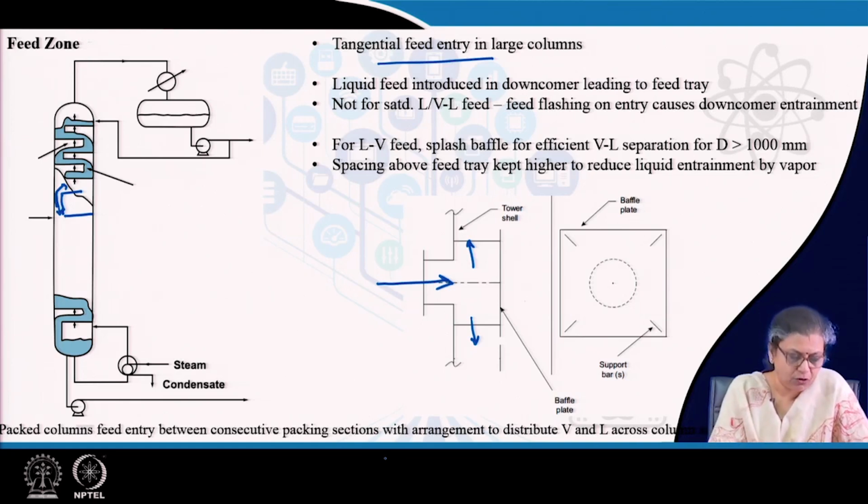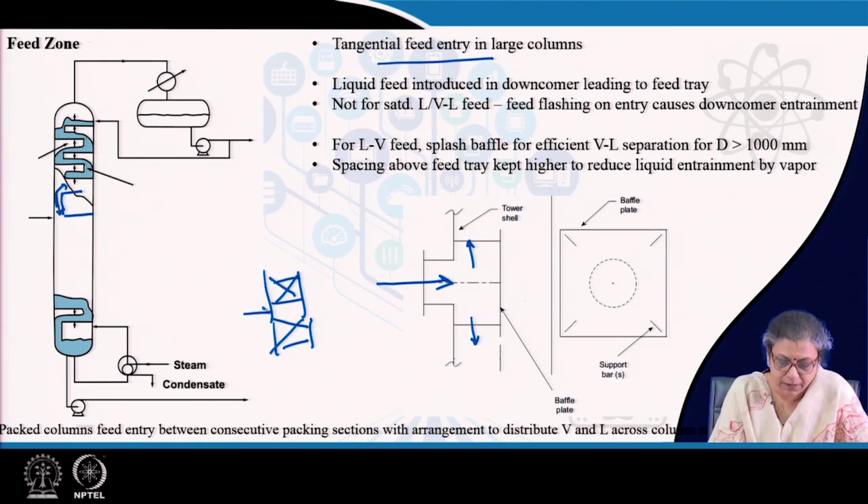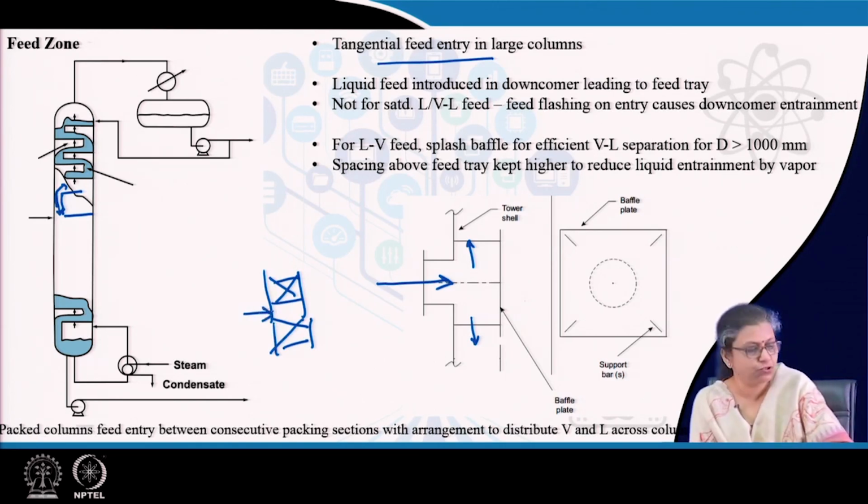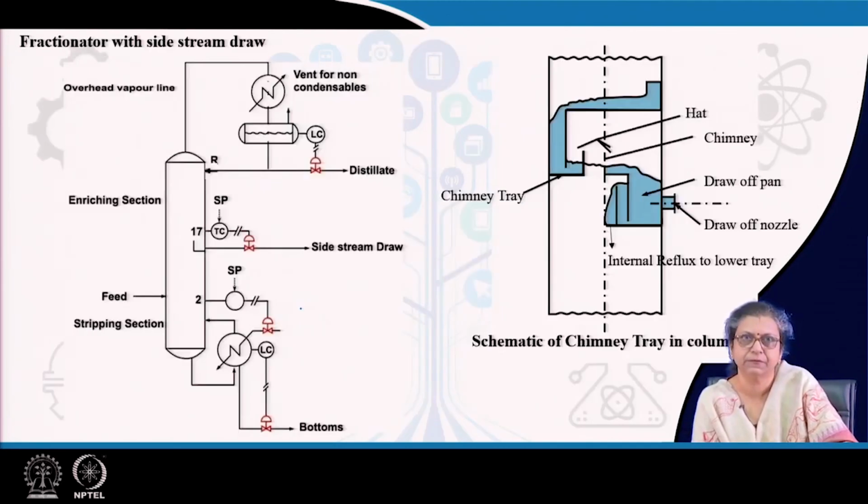And just to mention, although we are not discussing packed columns, for the packed columns, as I had mentioned earlier, there are two packing sections. Between these two packing sections, usually the feed is introduced, and then there are of course arrangements for distributing the vapor and liquid across the column section. We will be discussing it later.